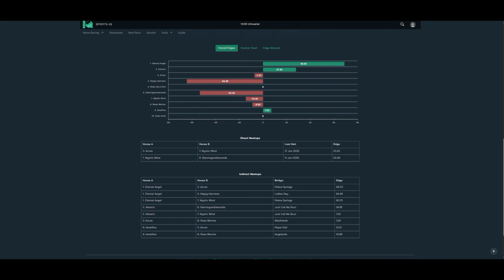Now compare that with Dancing on Diamonds. The strongest collateral relationship involving him is actually Amharic, beating him over 54 points through Just Call Me Buzz. So whether you're looking at direct meetups or indirect ones, the evidence keeps flowing in the same direction. Nothing here suggests Dancing on Diamonds has built a strong collateral case.